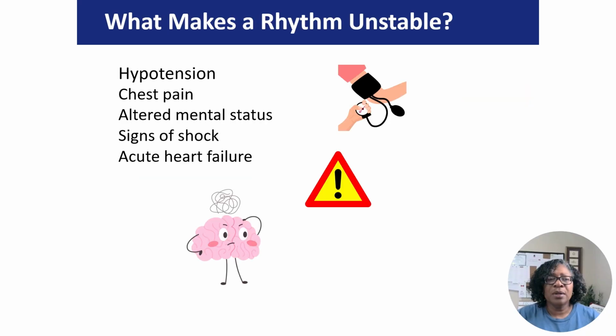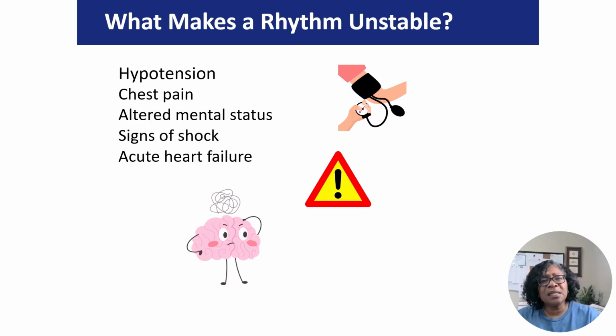Okay. So, what makes a rhythm unstable? A rhythm becomes dangerous when it causes hypotension, chest pain, altered mental status, signs of shock, so that's cool, clammy skin, decreased urine output, acute heart failure and syncope. These are the clues that you're going to be looking for, not really the QRS wave or the PR interval. The symptoms really tell you the danger that the patient is experiencing.